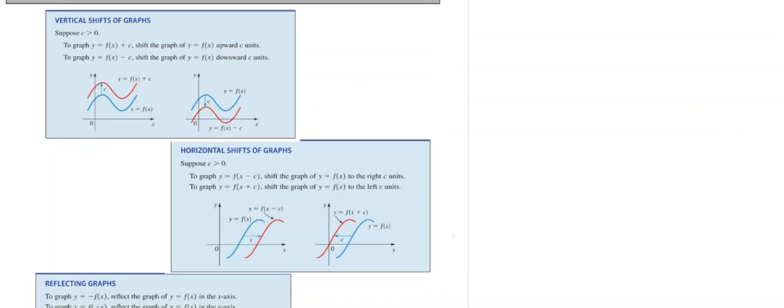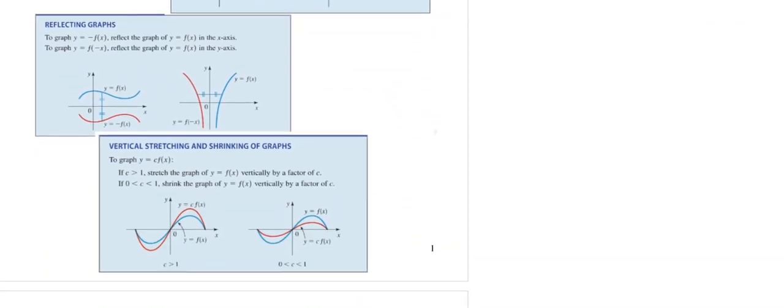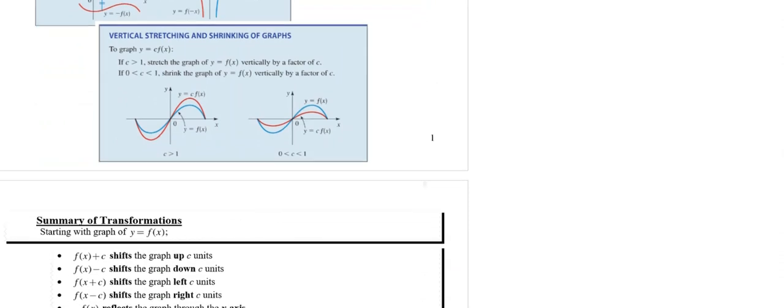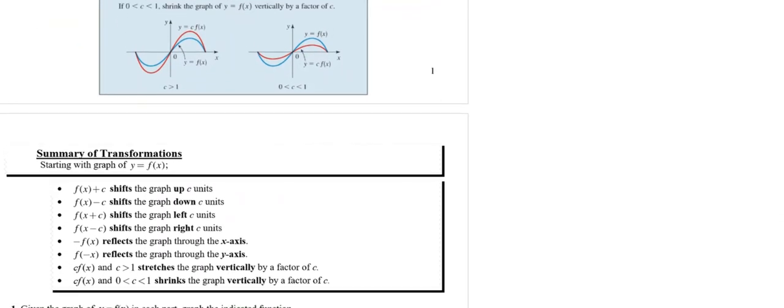So look for these in your book. I'll just go over a summary and then we'll do some examples. So if you have a graph of a function already, let's say f of x, then you add something to it. We're assuming c is positive in all of these descriptions.